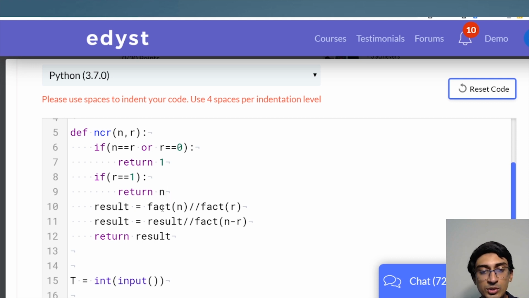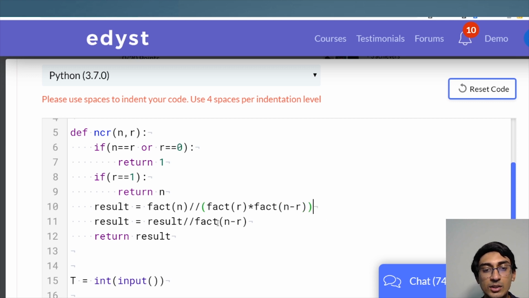In all other cases, fact n and fact r, right? Find fact n, which, if you remember your NCR, is n factorial divided by r factorial into n minus r factorial. So this is what I've done here. First divided by r factorial, and then divided that result by factorial of n minus r. I know a lot of you might be thinking, you know what, I could have done fact of n minus r here itself, right? Why did I not do that, right?